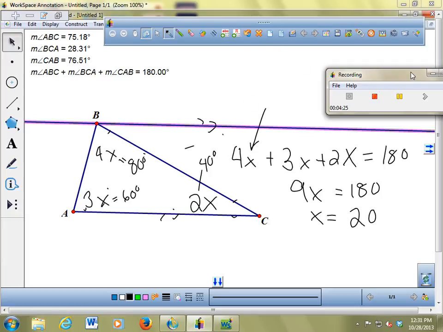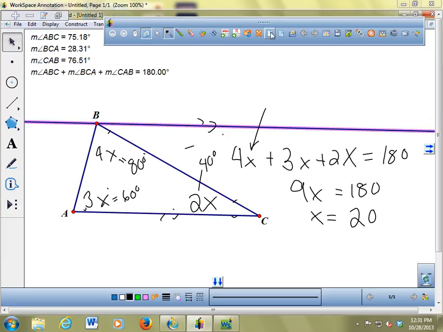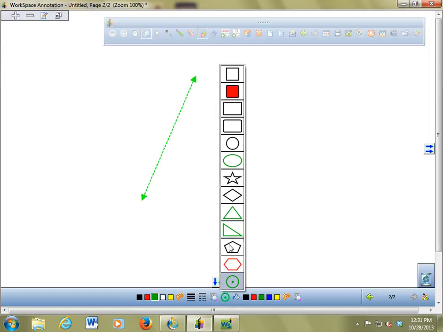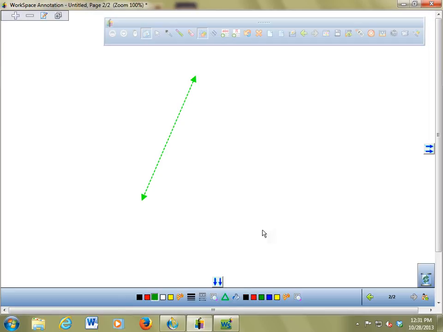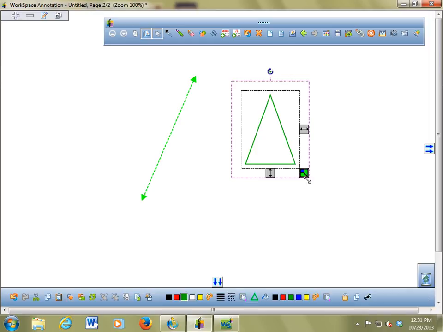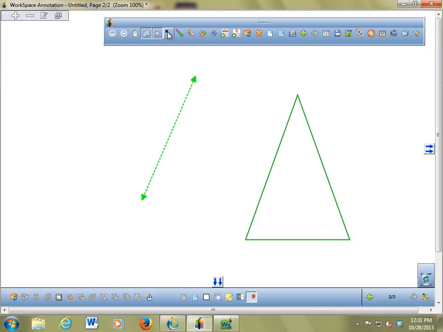So anyway, if I did have an isosceles triangle, let's just make an isosceles triangle using this thing. I think this makes an isosceles triangle. There's an isosceles triangle. Let's move it up. Let's stretch it a little bit. There's an isosceles triangle.